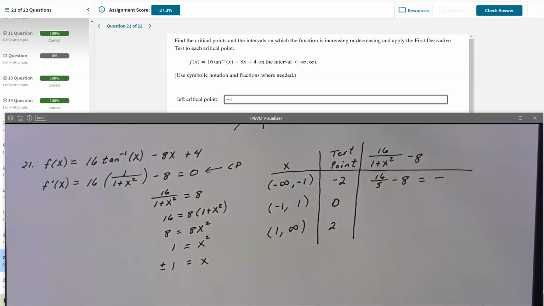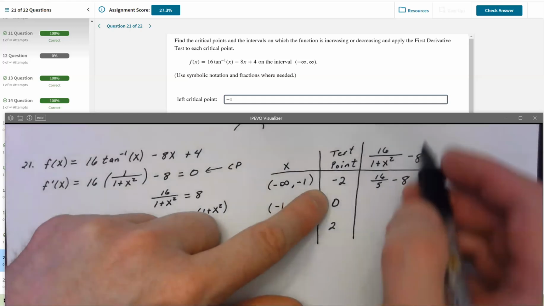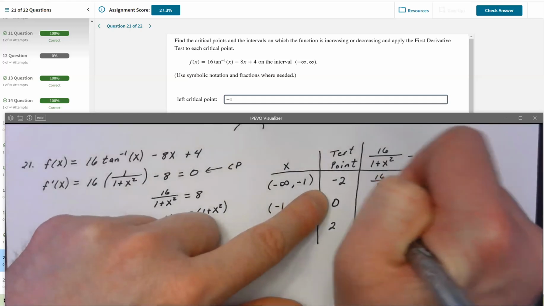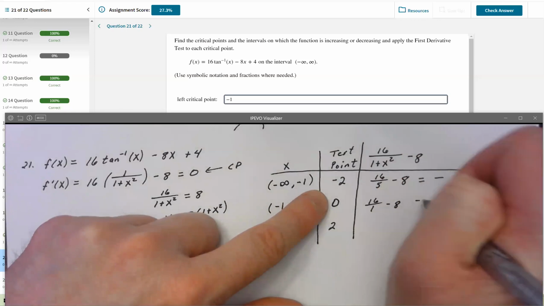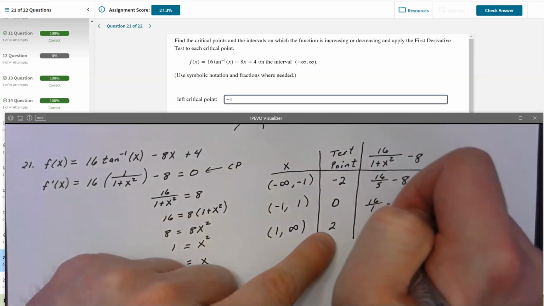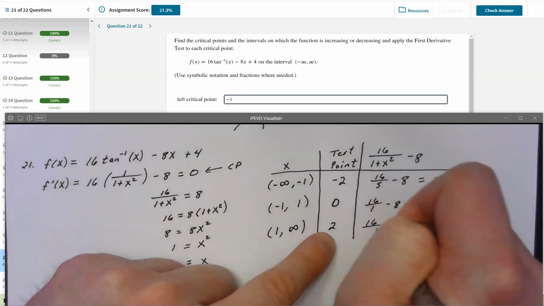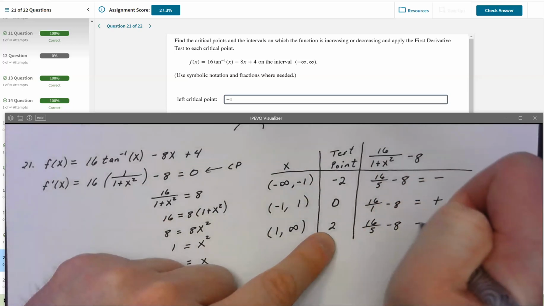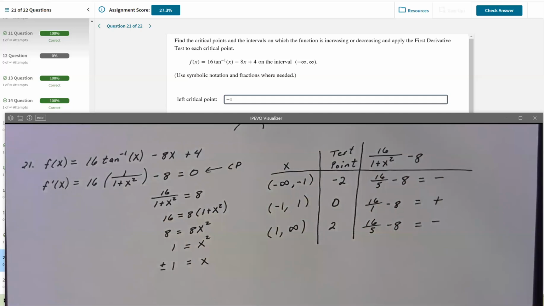And again, remember, we don't need the actual number. We just need the sign of our first derivative. When I plug in a 0, I would get 16 over 1 minus 8. Clearly, that's a positive. When I plug in the 2, I'll get the exact same answer as if I plugged in a negative 2. It would be 16 over 5 minus 8, which is a negative. So now I know that my function is decreasing before my first critical point.